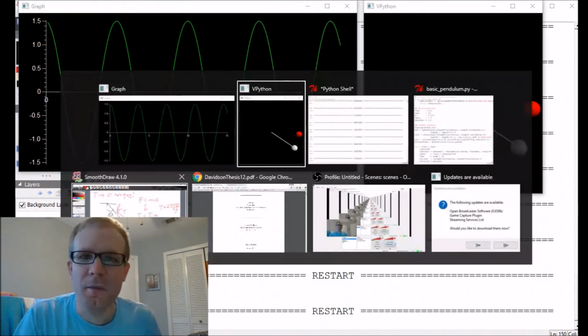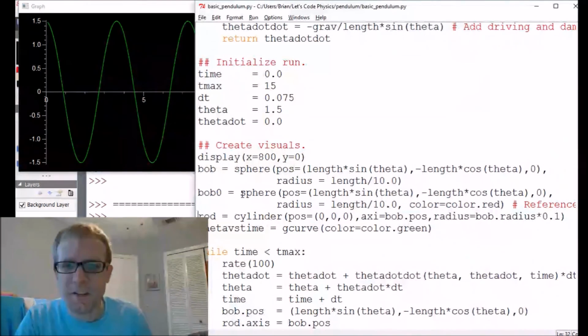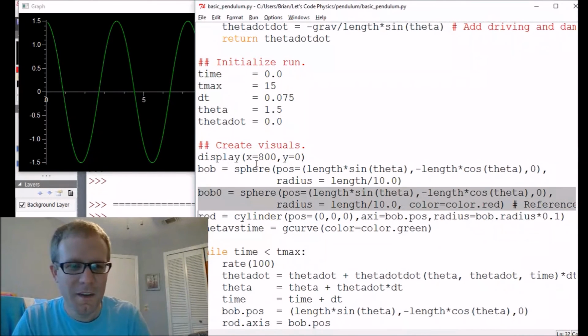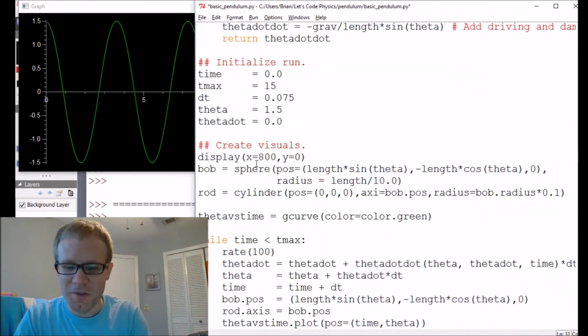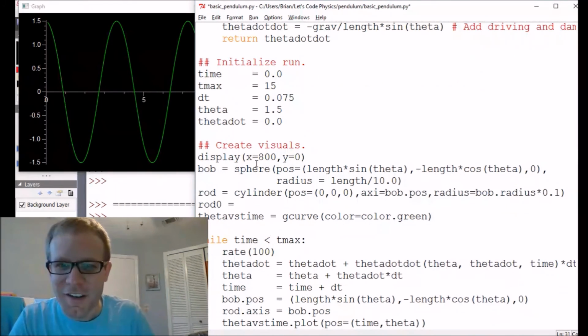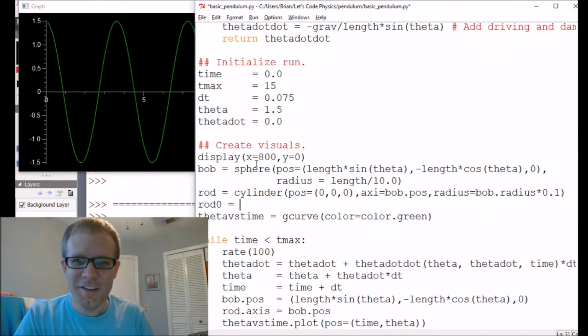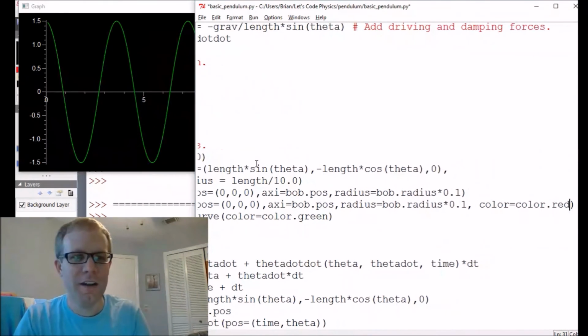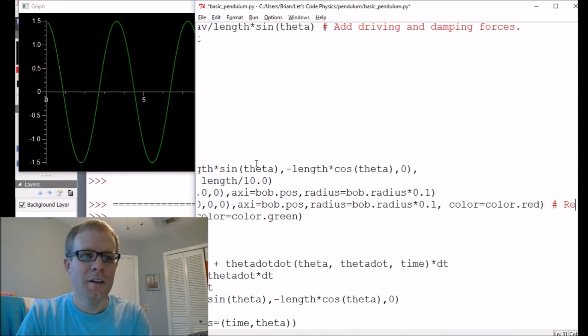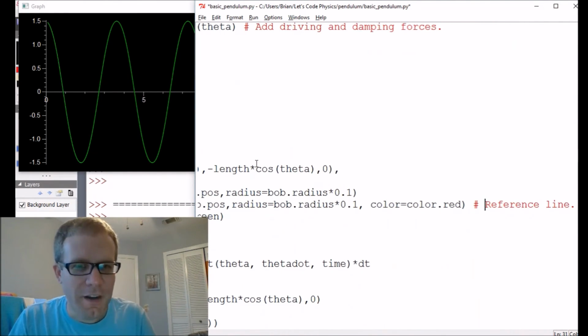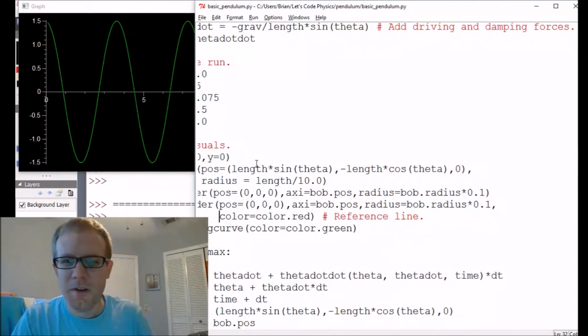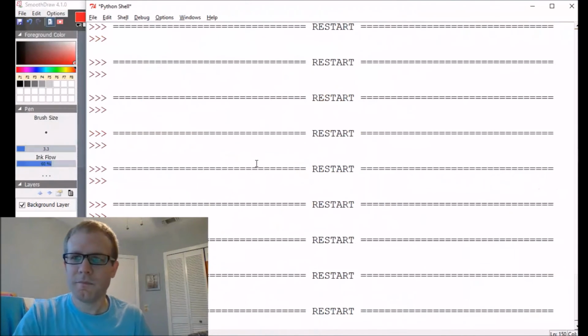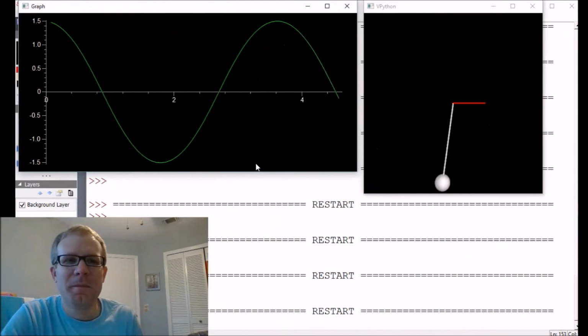Oh, I didn't want to duplicate Bob. I wanted to duplicate Rod. Excuse me. Evil Bob, what are you doing there? I need evil Rod. All right, there we go. Comma, color equals color dot red. This will be reference line. That is way too long for human readability. There we go. Humans are satisfied. Yay. Yep. There we go.